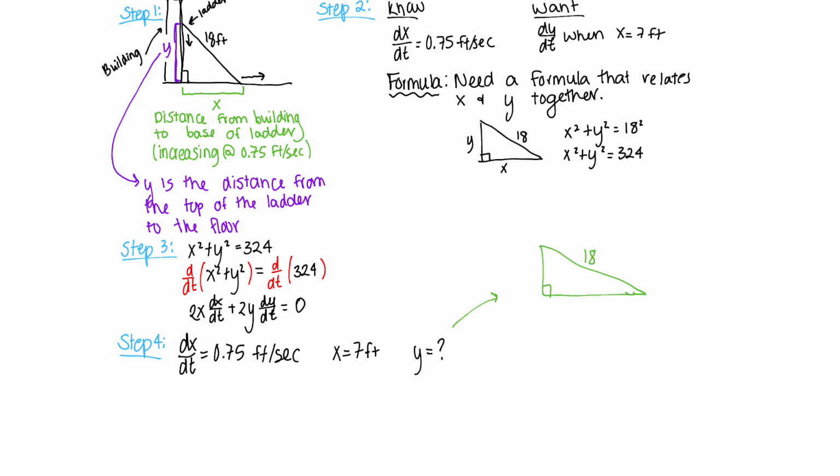But here we have an 18-foot ladder. We know that x is 7. We're trying to find y. Well, 7 squared plus y squared equals 18 squared. So y squared is equal to 18 squared minus 7 squared. And it's not a nice number. So we have y is equal to the square root of 275.